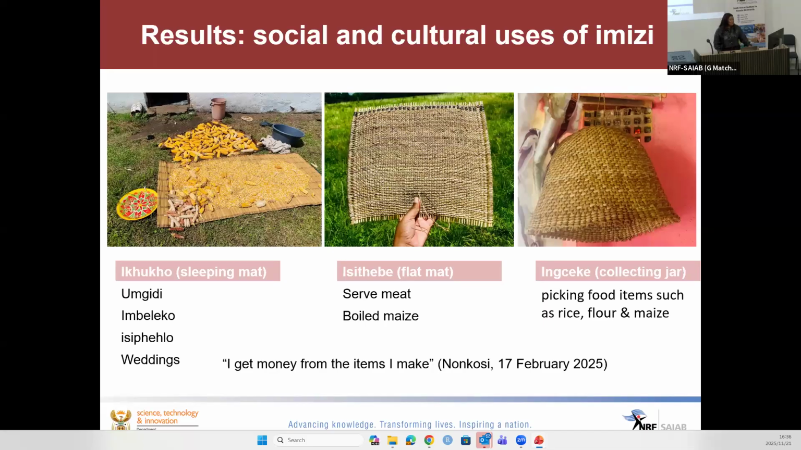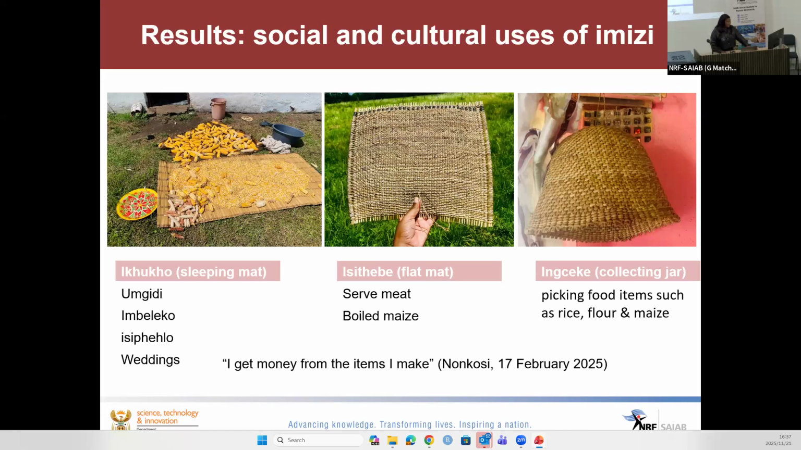So, going to the results. The main structures that are made from this plant were the amakuko, or in singular ikuko. It is a sleeping mat, the name says it. People use it for sleeping and mostly in cultural ceremonies. But before then, when there were no beds, we used the amakuko.